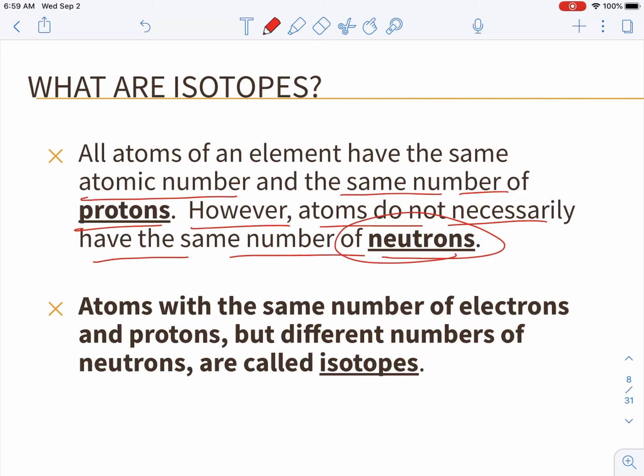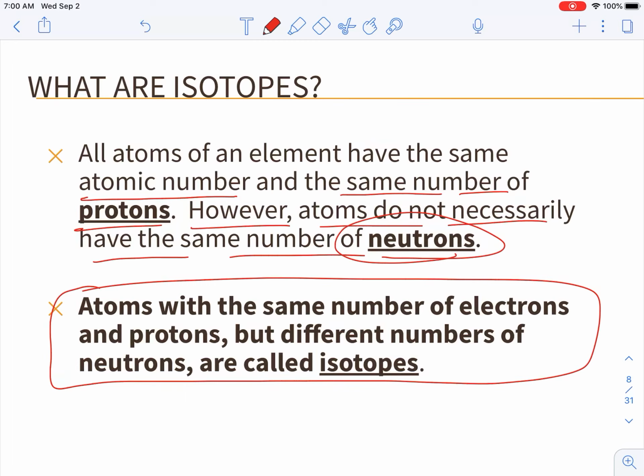So that's what we talked about earlier: the average atomic mass is dependent upon the number of neutrons, which changes. And depending upon how often you see one particular isotope in nature, you can depend on the average mass. But atoms with the same number of electrons and protons but differing numbers of neutrons are called isotopes.